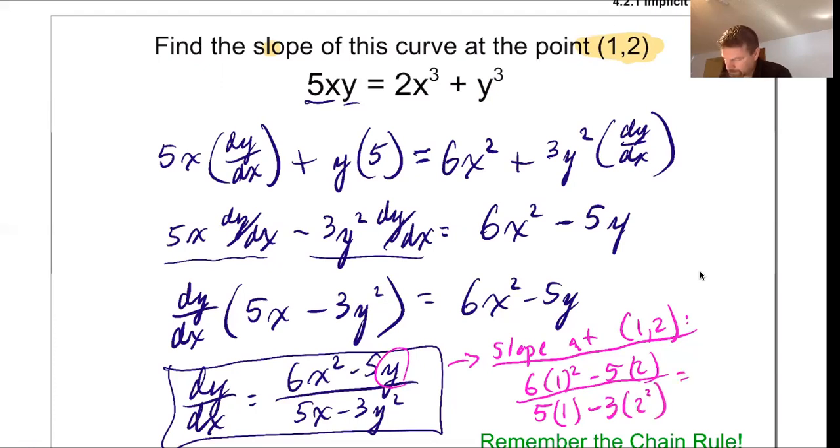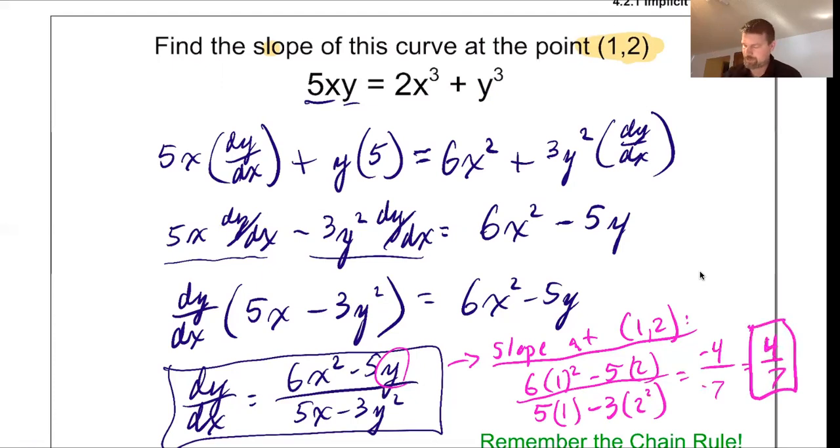All right, on the top, that'd be 6 minus 10 is negative 4. On the denominator, 5 minus, that's 12. 5 minus 12 is negative 7. Negative 4 over negative 7 is the same as positive 4 over positive 7. Looks like my slope is 4/7.